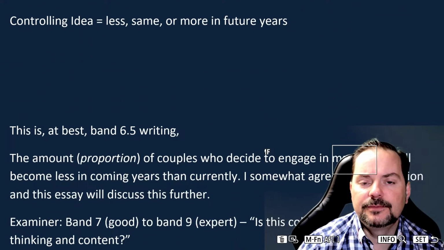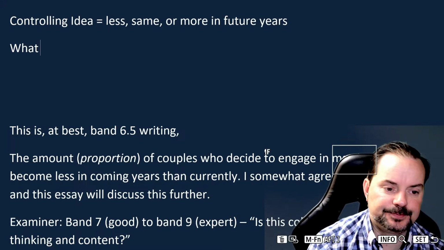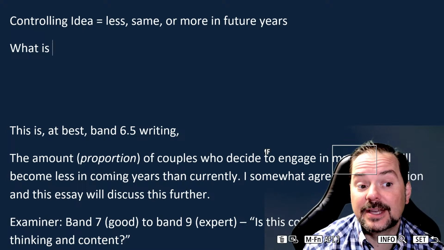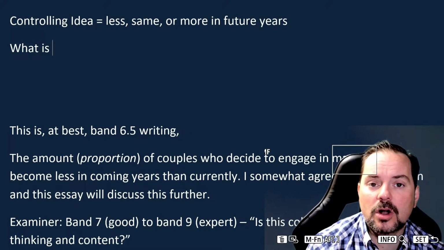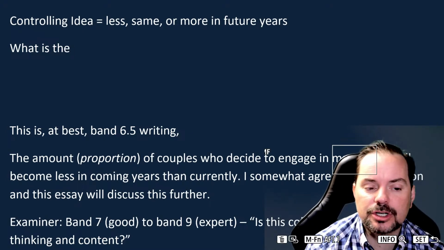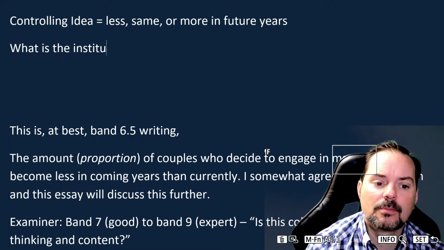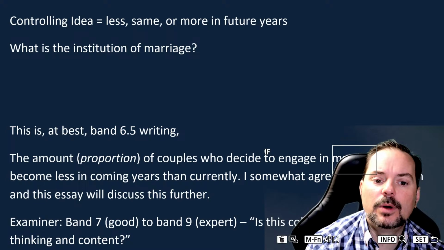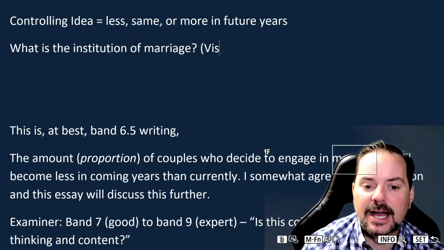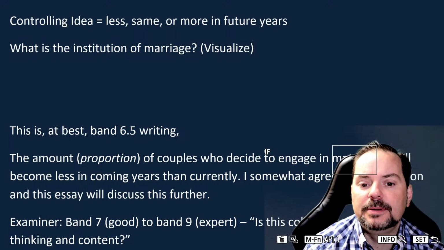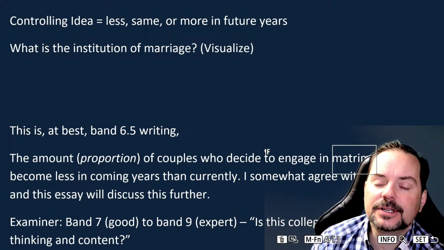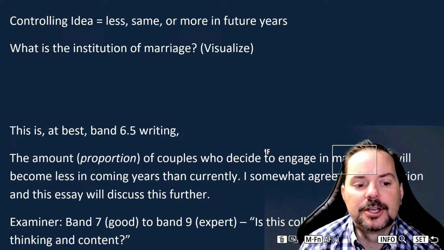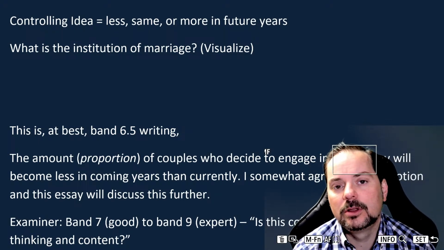Okay, so first of all, what is marriage? A better way to ask this, even if you know this collocation, is what is the institution of marriage? Now, when you ask these questions, make sure you visualize and you picture this. Marriage is a little bit different in some countries. So in some countries it's a certain way. In other countries it's in a little bit of a different way, although there are a lot of similarities.